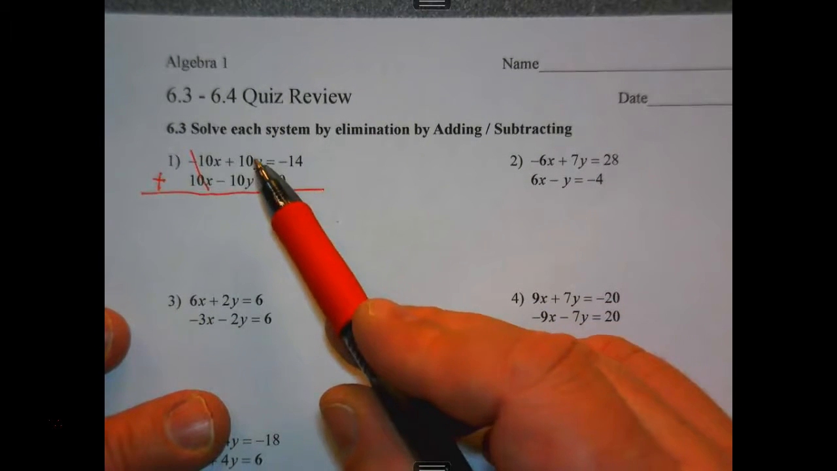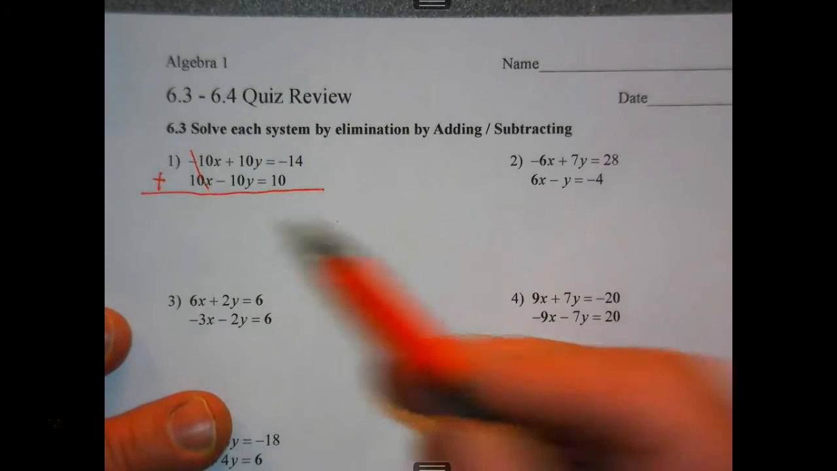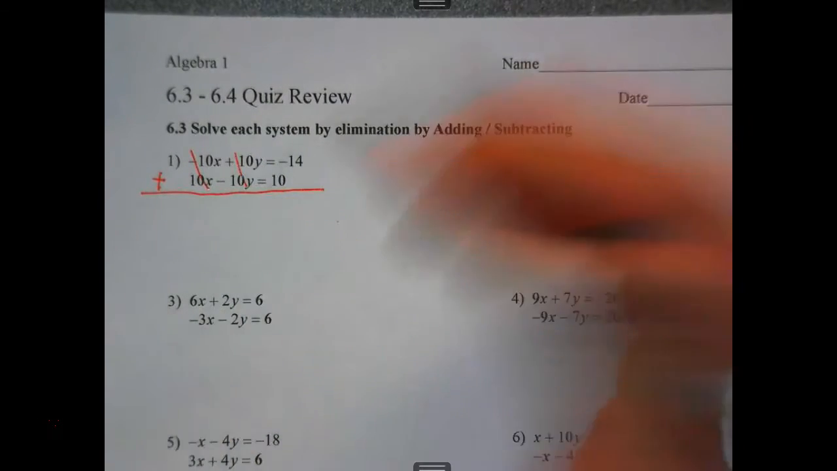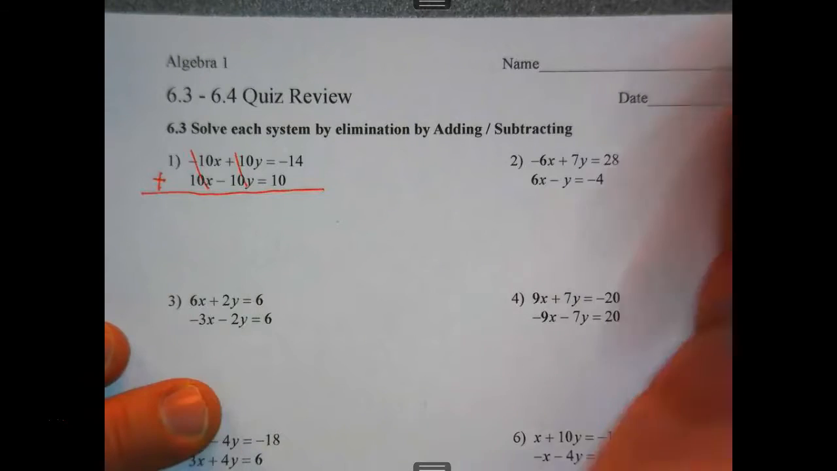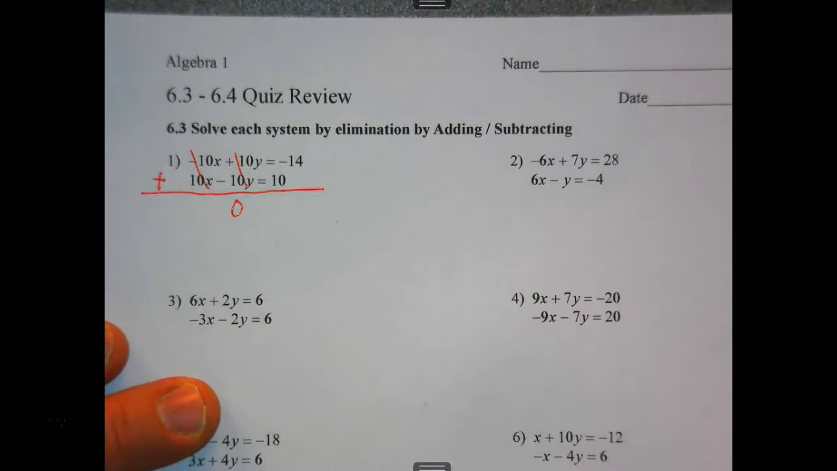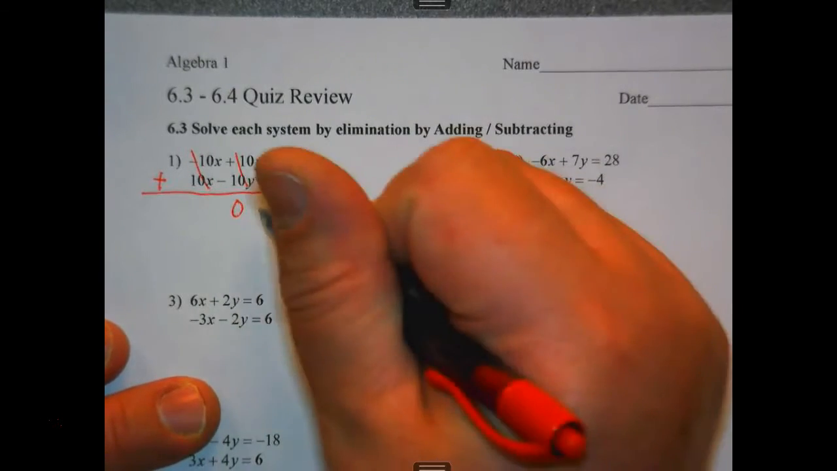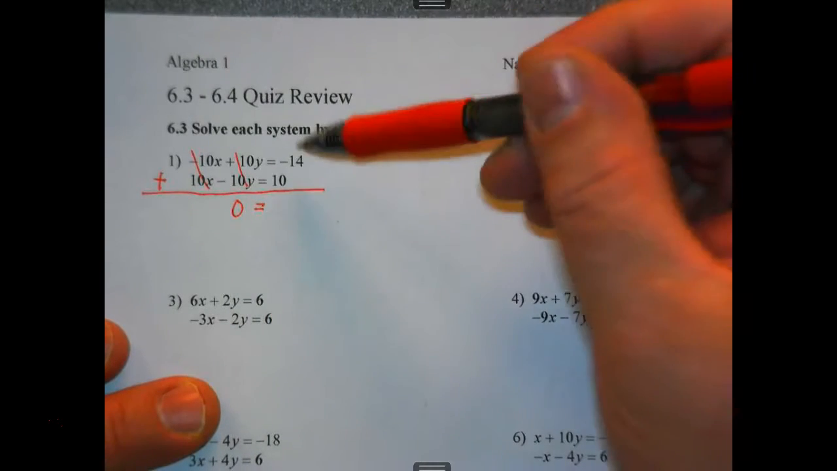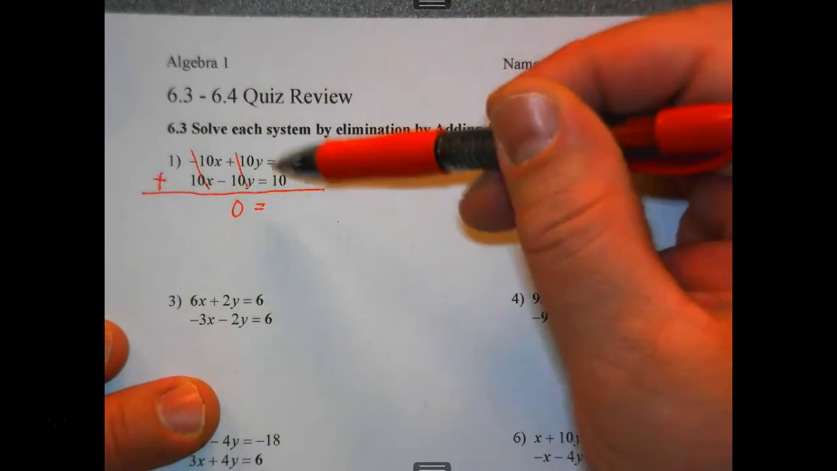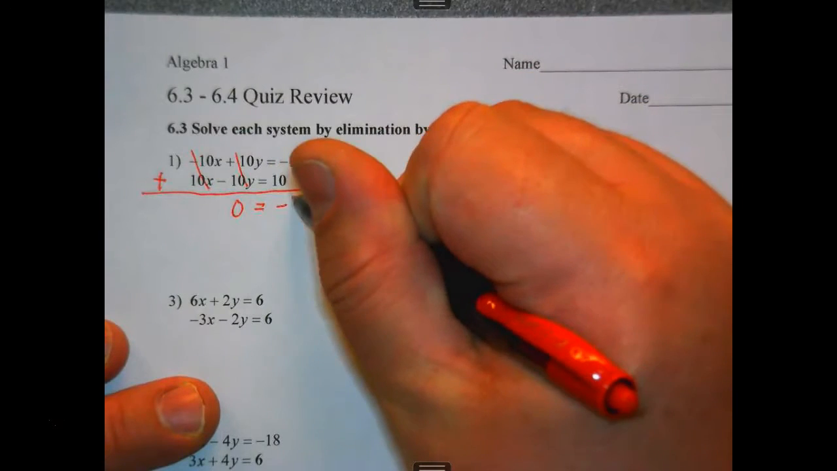Actually, if I add the y's together, they also eliminate to 0. Since there's nothing to put down, I have to put down a 0 here. Equals negative 14 plus 10 gives me negative 4.